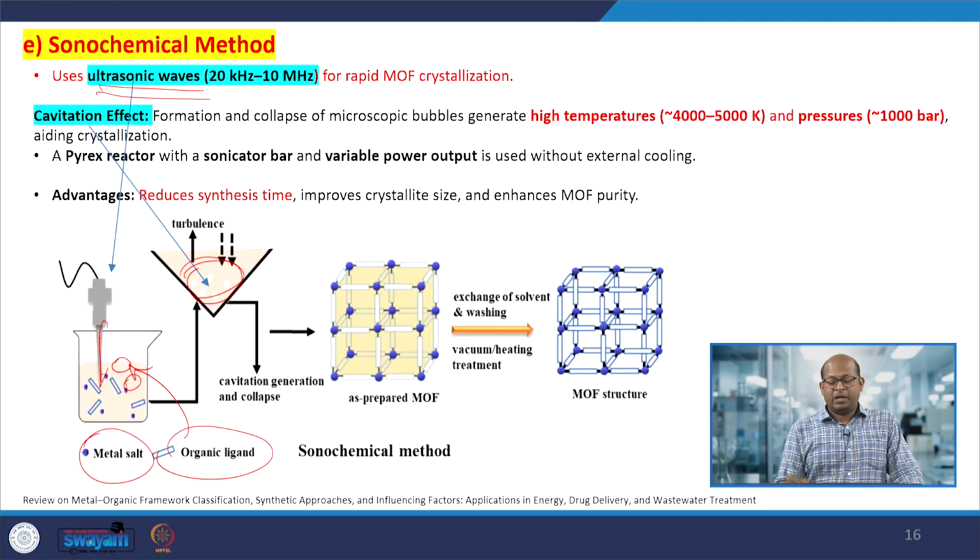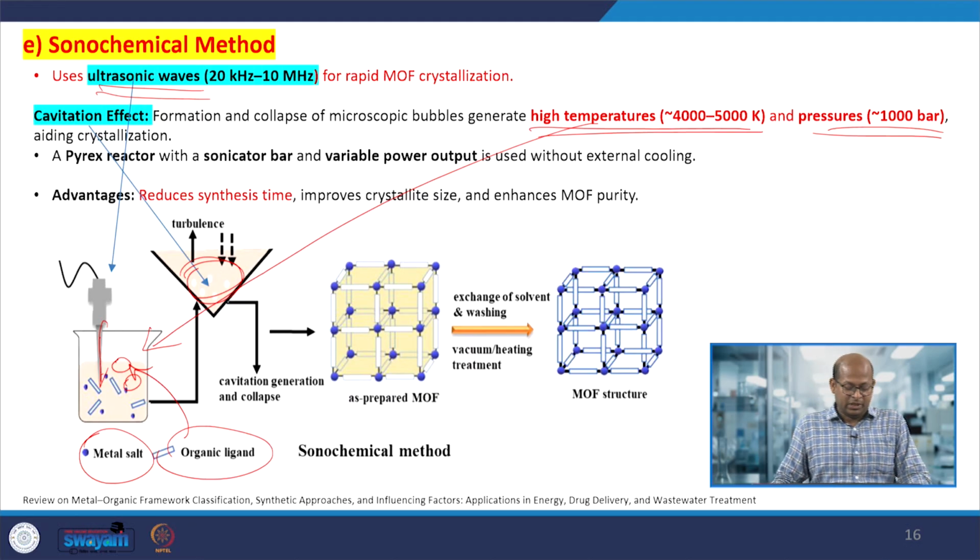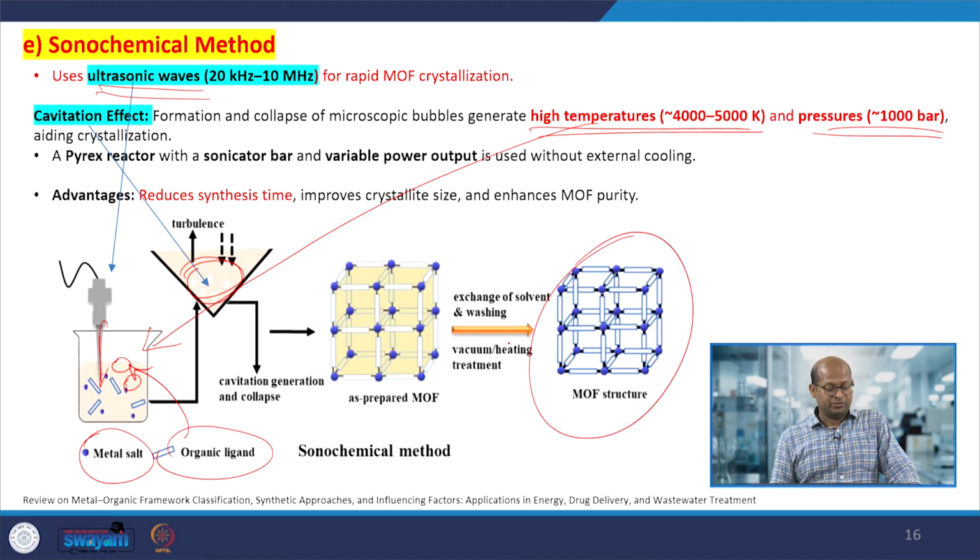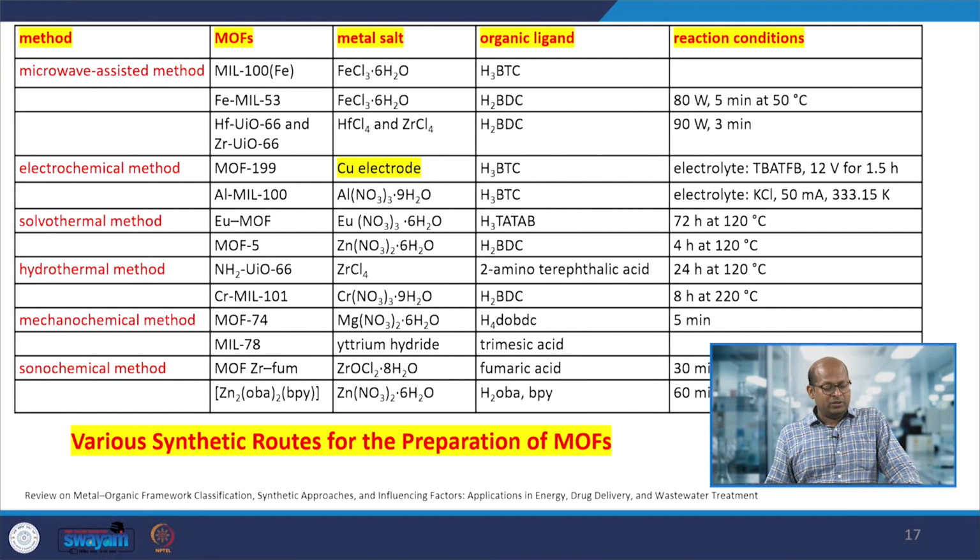During that collapse, extremely high temperature and high pressure will be developed inside these vessels, and that helps in the reactions and structure development. So then this type of MOF we can prepare. Okay. So, different types of methods, five or six methods, we have discussed to prepare MOF.